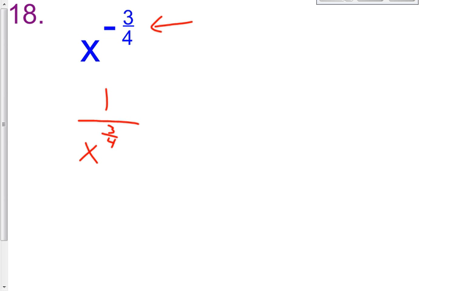So now, class, don't write this down yet, but I want you to see something. If we were to change this into radical form, it would be 1 over the 4th root of x cubed. Correct? Now, lesson 5.5 and 5.6 was all about rationalizing the denominator. I cannot have a radical in my denominator. And what do you see right here? It is a radical sign in my denominator.